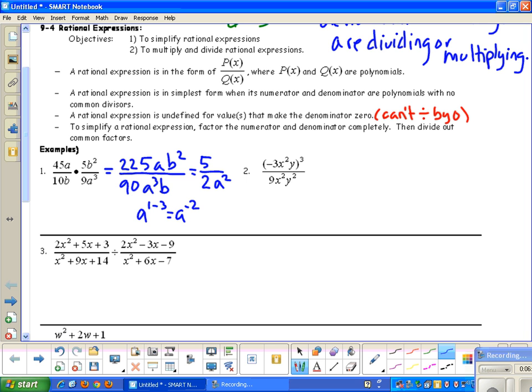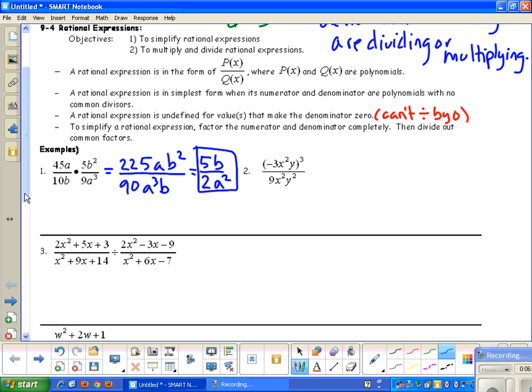And then same thing with the b's. We have b to the 2 minus 1, which gives me b to the first, so that stays in my numerator. And so this would be my simplified solution. So that's one way to do the problem. So I'm going to erase this right here to show you the other way.